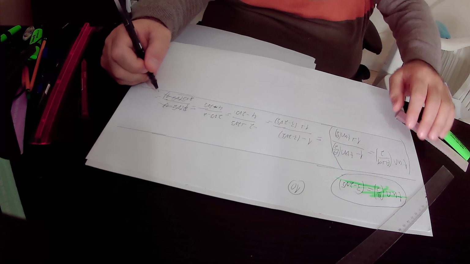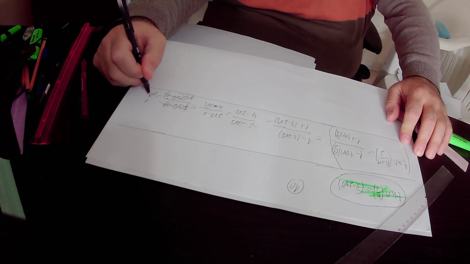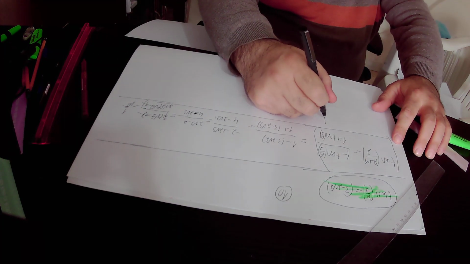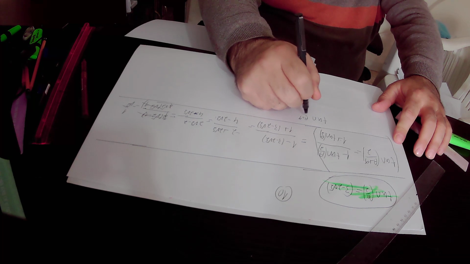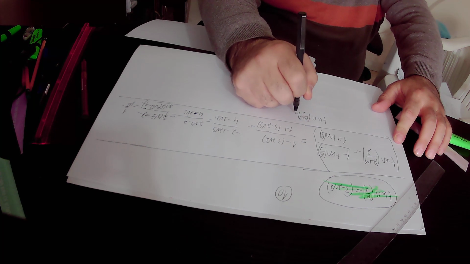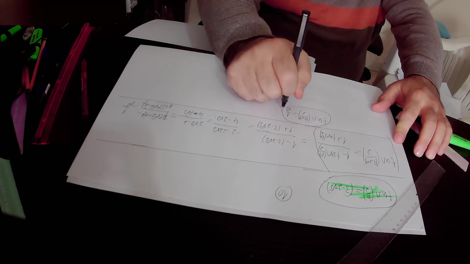In conclusion, we found out that tangent (theta plus alpha) over 2 equals 1 over square root of 2. I'll write it down: tangent (theta plus alpha) over 2 equals 1 over square root of 2. Okay?